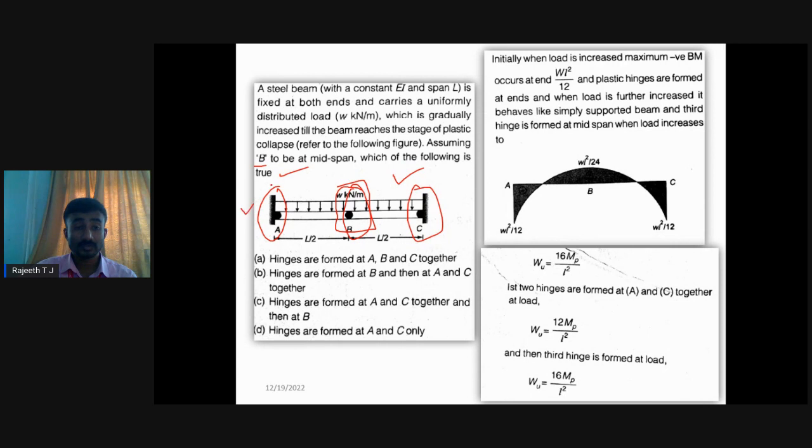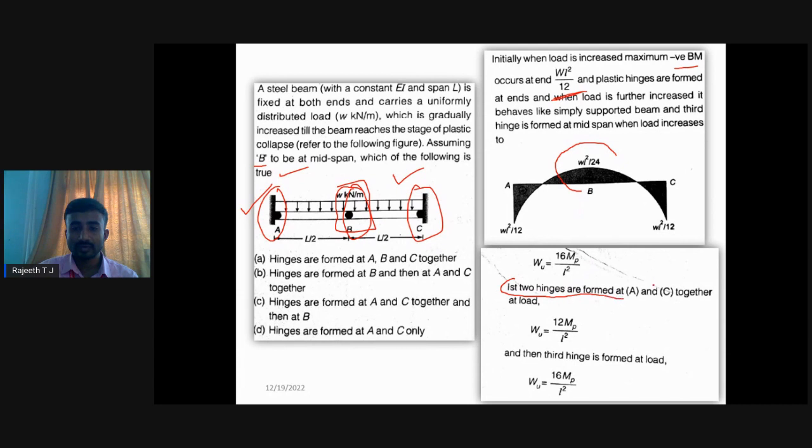In this problem, the beam has constant depth and I value. We need to tell where we are going to get the hinges, whether at A, at B, or at C, where we get the first hinge and where we get later hinges. Initially, as the load increases, the maximum negative bending moment will occur, WL square by 12. We know this.